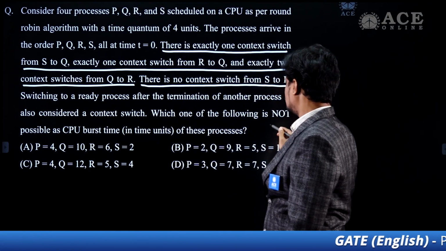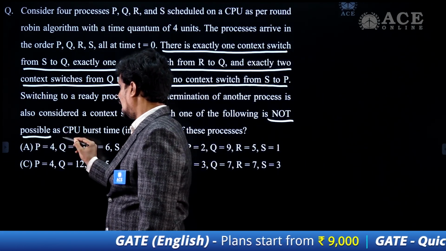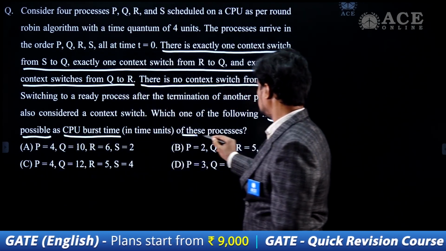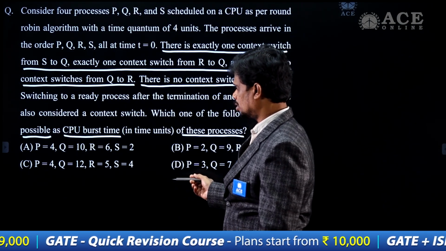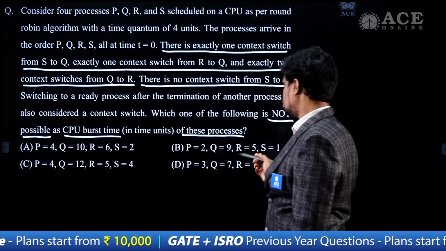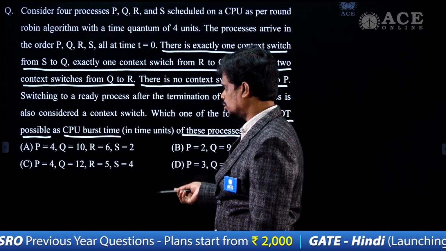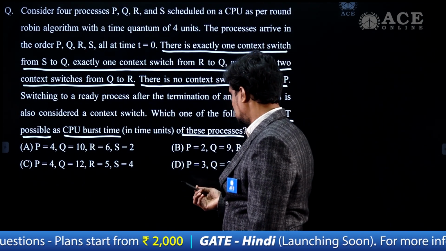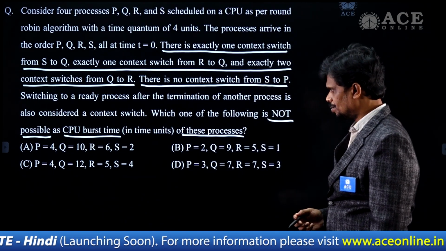Which one of the following is not possible as CPU burst time of these processes? Option A is P4, Q10, R6, S2. Option B is P2, Q9, R5 and S1. Option C is P4, Q12, R5 and S4. And option D is P3, Q7, R7 and S3.